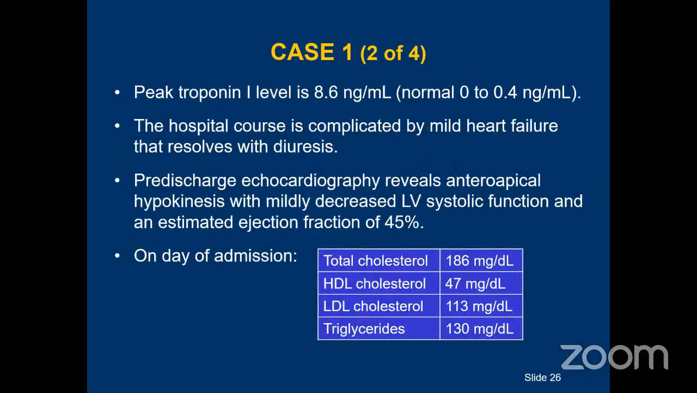Percutaneous coronary angioplasty with insertion of a stent into the LAD is successful. The peak troponin level is 8.6. That's pretty high because the normal level is up to 0.4. The hospital course is complicated by mild heart failure that resolves with diuresis. Pre-discharge echocardiography reveals anteroapical hypokinesis with mildly decreased left ventricular systolic function and an estimated ejection fraction of 45%. Coming to a few lab values, on the day of admission, his total cholesterol was 186 milligrams per deciliter, HDL cholesterol was 47, LDL cholesterol 113, and triglycerides 130.